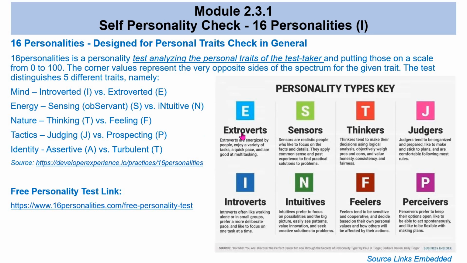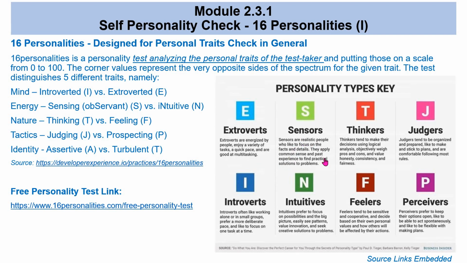So basically, if you look at the first 4, going from mind, energy, nature, and tactics, each one of them is divided into 2. For example, mind talks about extroverts and introverts. Extroverts are energized people. They enjoy a variety of tasks and they are quick-paced, good at multitasking. Introverts, of course, like working alone and in small groups, prefer a more deliberate pace for themselves and like to focus on one task at a time.